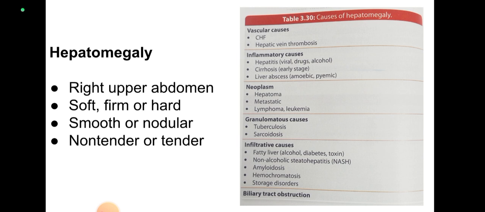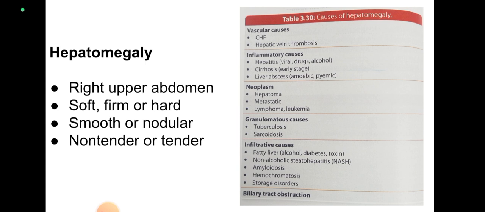Next topic is hepatomegaly. The liver is normally not palpable. However, it is palpable in the right upper abdomen when enlarged. The size of the liver is usually expressed in centimeters below the right costal margin. The consistency of the liver should be noted as soft, firm, or hard. The surface may be smooth or nodular, and the edges may be sharp, regular, or irregular. The liver may be non-tender or tender to touch.